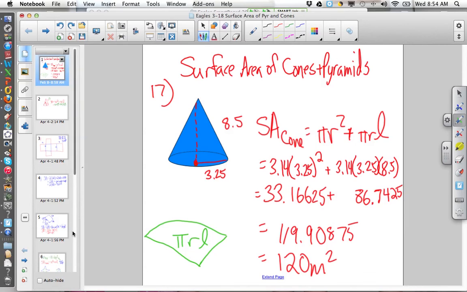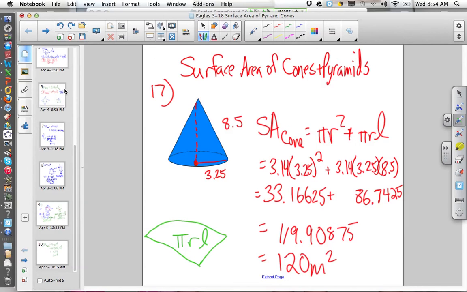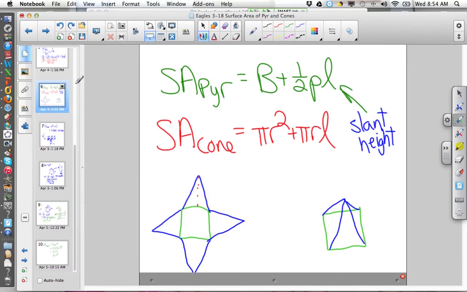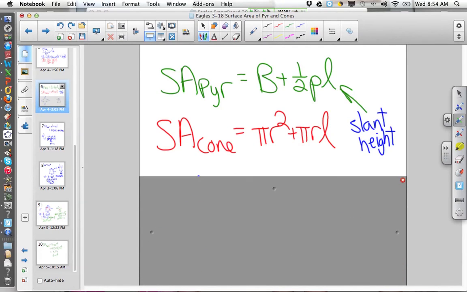So to summarize, our two formulas that we're working through today: surface area of a pyramid, which is base area plus 1/2 perimeter times slant height. Surface area of a cone, pi r squared, and then pi r l.